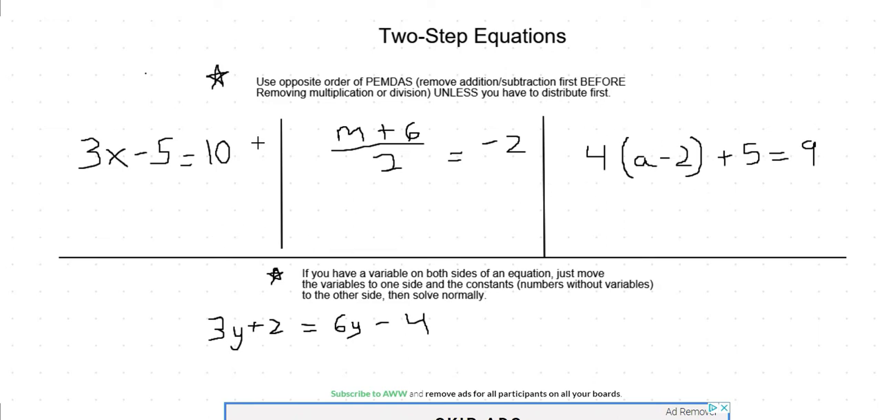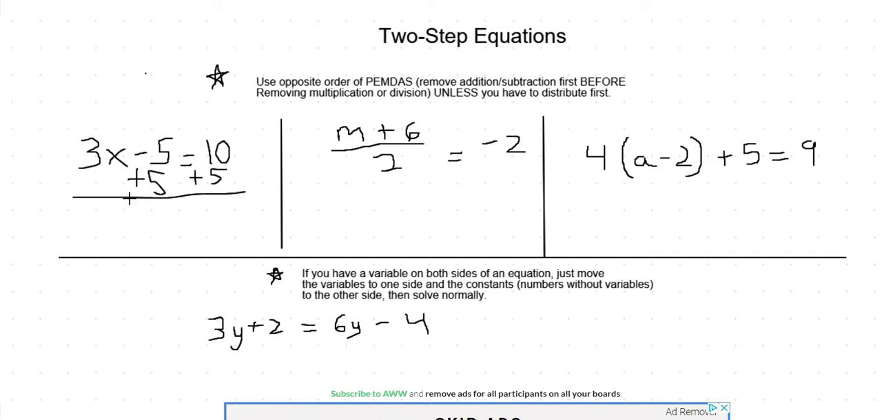So when I look at this problem here, there's no parentheses, there's no distributing. It's just 3x minus 5 equals 10. So the opposite order would be addition, subtraction first. So I plus the 5 first.